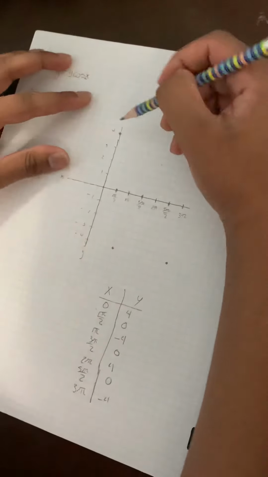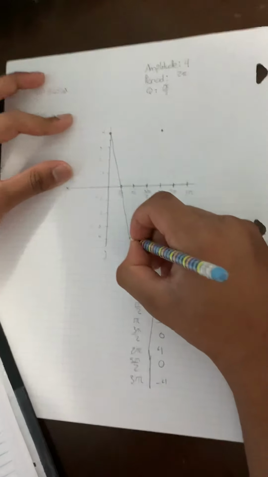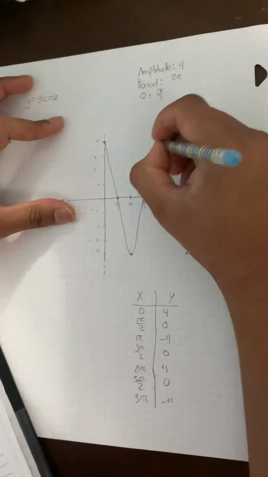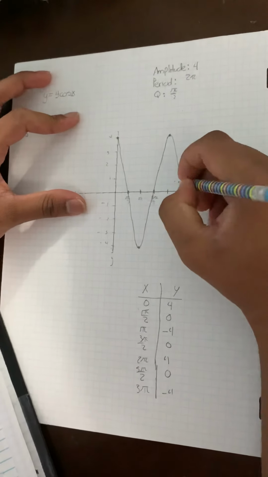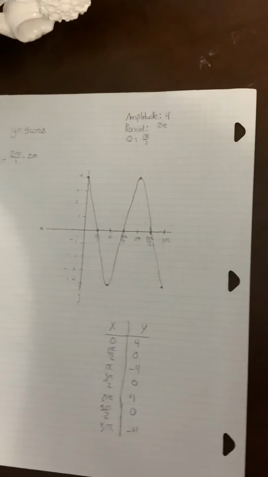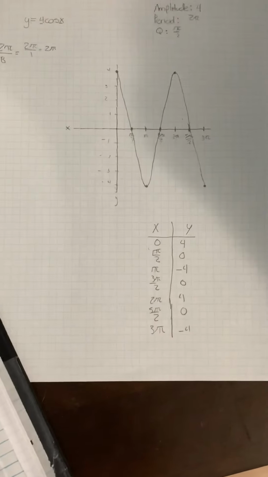And then what we're going to do is our freehand curve, going all the way down, touching all the points, going back up again, touching all the points again, going back down, and finishing our graph off. And that is our sine graph. Cosine graph, apologies.